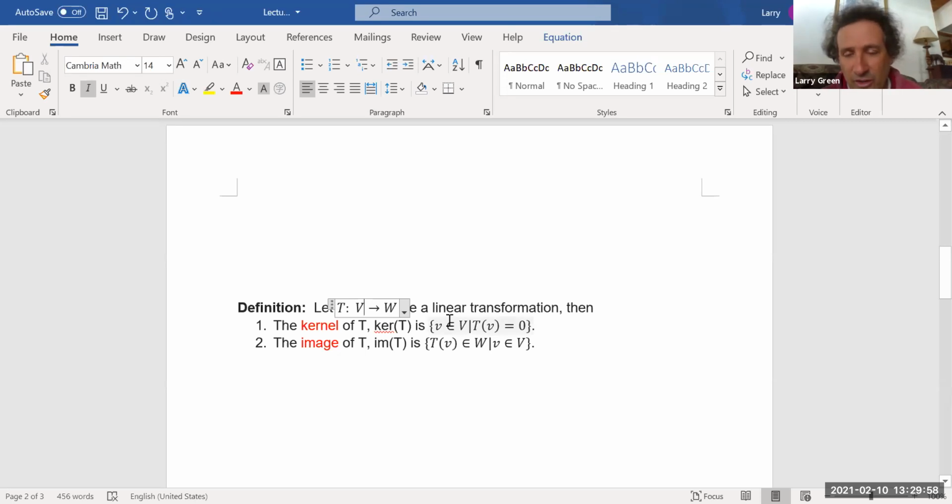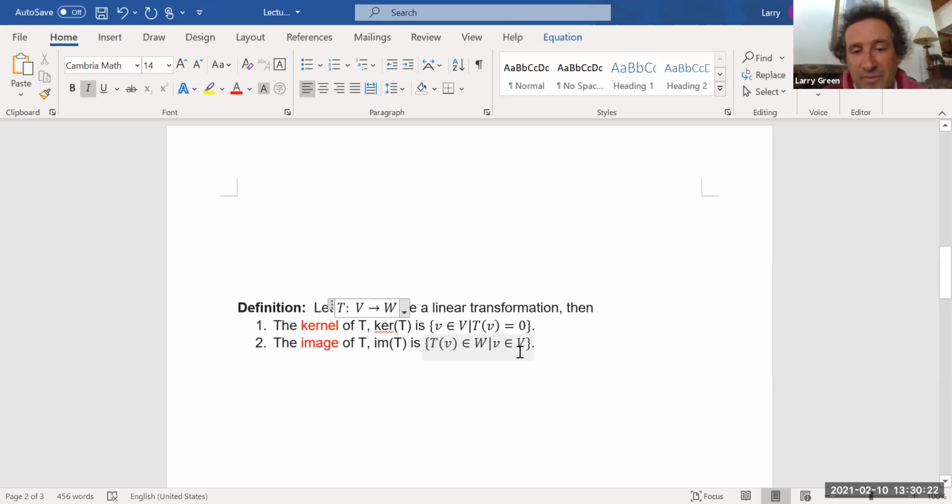Okay, and that's the kernel. And then the image of T, again, we're thinking of T as a function. So the image of T is where things go. And that is going to be the set of all T of v in W such that v is in V.